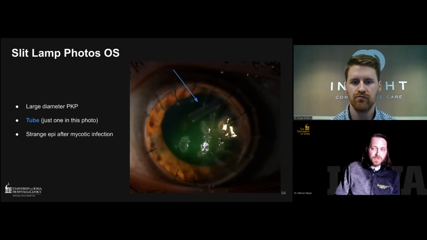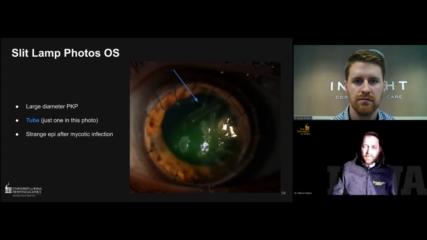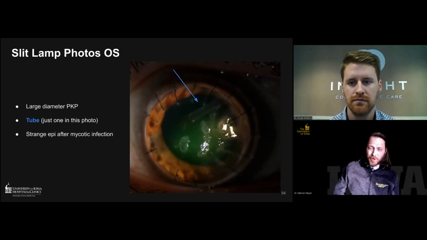It's a huge, huge keratoplasty. And then in this photo, she actually only has one tube, which I have pointed out with that arrow there. And then her epi was actually intact, despite what that photo looks like. That's just what she presented like after having this acanthamoeba and fungal co-infection.